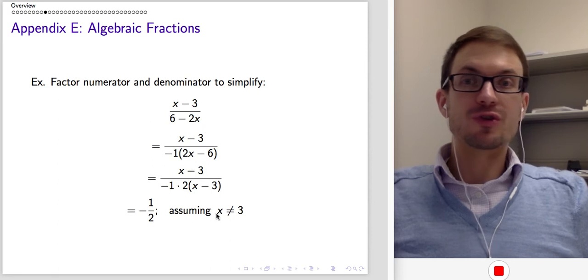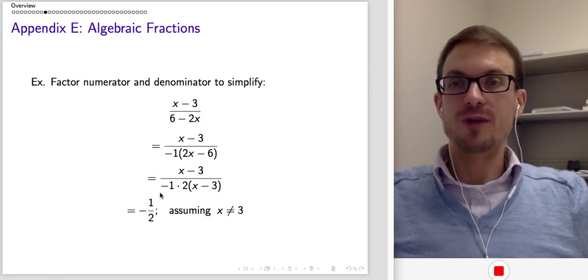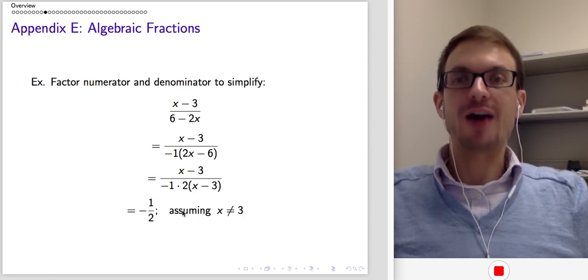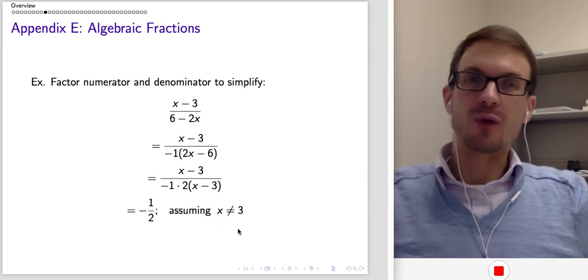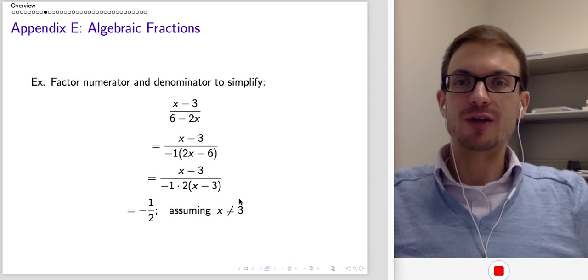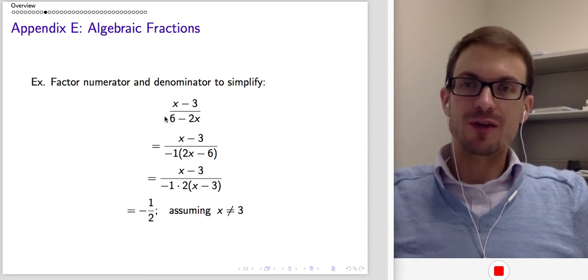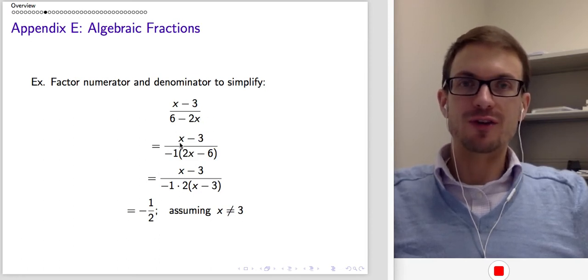With this additional restriction, this is valid. Our expression is equal to minus 1/2 on the assumption that x is never equal to 3. Otherwise, it's undefined, because if we plug in a value of 3 into our denominator here, you'll see clearly we get a divide by 0 problem.